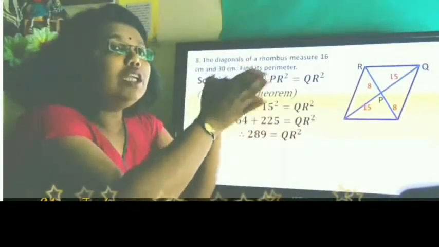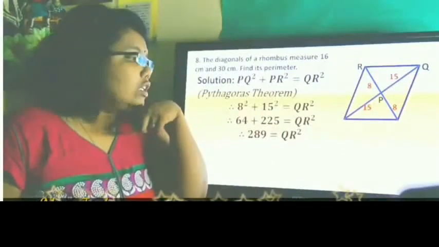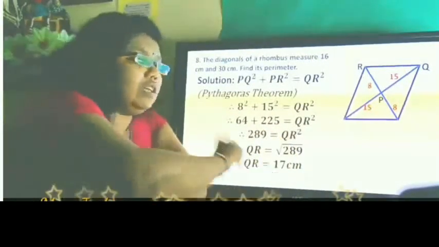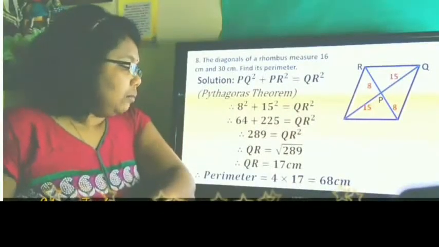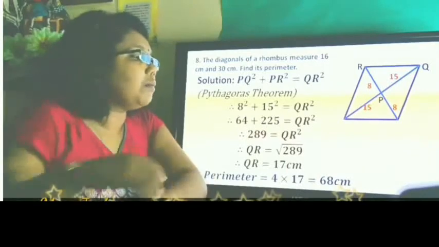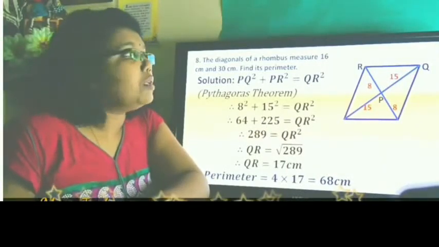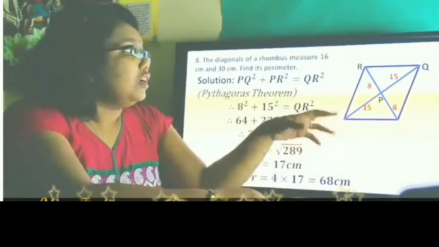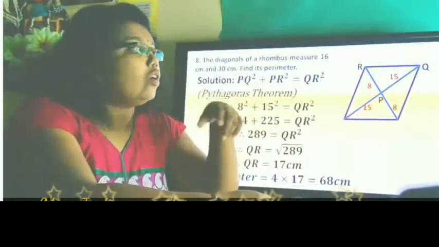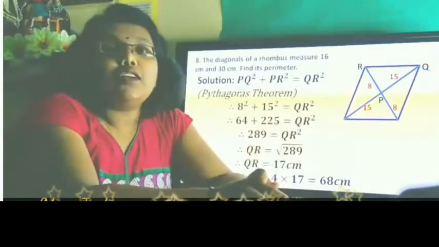Now 289 is QR square. So 289 is the square of 17. So square root of 289 is 17. So QR is 17 centimeter. Now perimeter is 4 times 17, that is 68 centimeter. This is the perimeter of the entire rhombus. This is all for now. This is the end of the chapter, triangles.